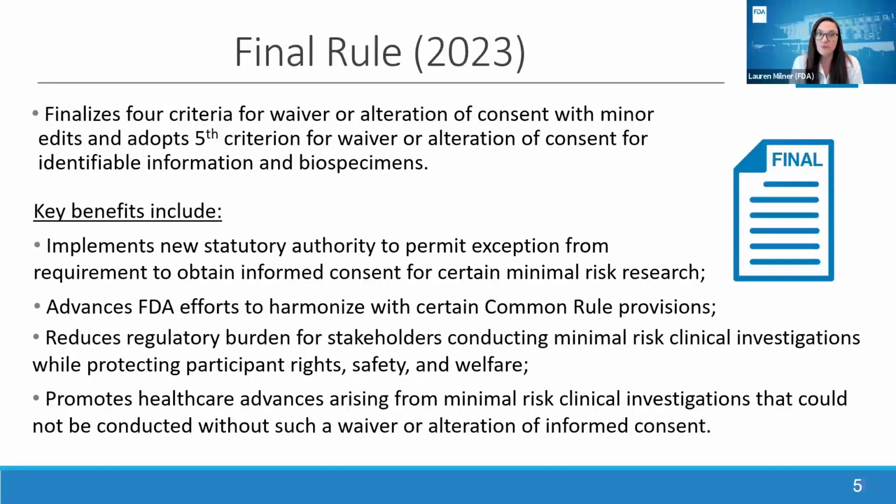So the final rule, which came out in December of 2023, finalized the 4 criteria that we had initially proposed and formally adopted the 5th criterion, the one that has to do with identifiable data and biospecimens. So this final rule harmonizes this part of our FDA human subjects protection regulations with the Common Rule provision. And we believe that there are a number of benefits to implementing this rule. As I stated before, it implements our new statutory authority to permit this exception for minimal risk research, and it also advances our efforts to harmonize to the extent that we can with the Common Rule.